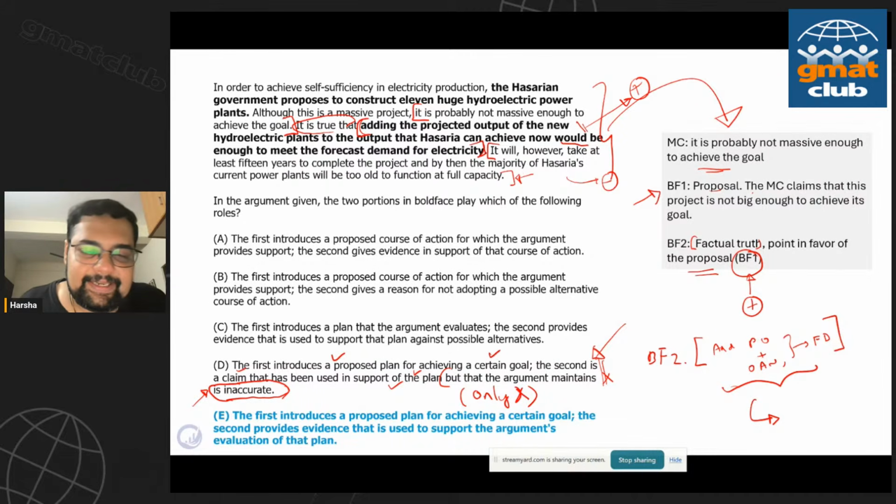Choice E, interestingly, is right. And again, the evaluation of the plan. Evaluation is not a term that we discussed. So we have to think commonsensically and figure out why that is right. The first introduced a proposed plan for achieving a certain goal. That's right. Absolutely no problem. The second bolded portion, it provides evidence that is used to support the argument's evaluation of the plan.